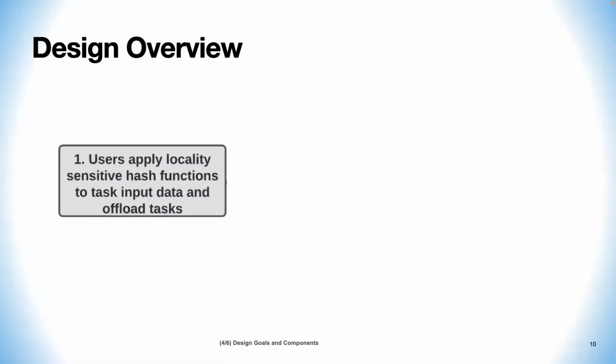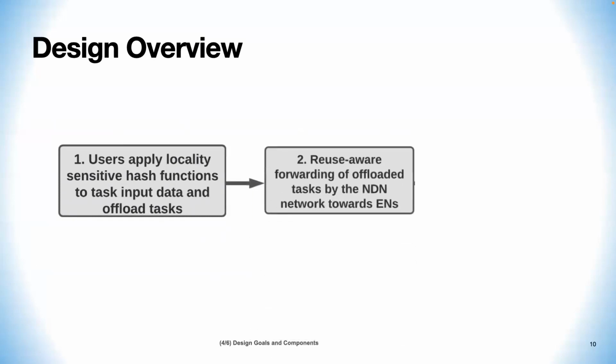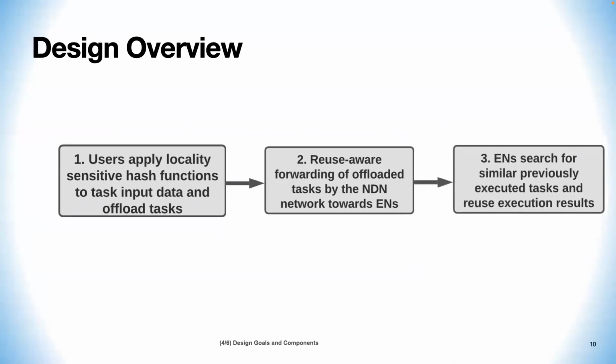Reservoir works in three steps. In the first step, the user performs locality sensitive hash on the input data and then uploads the task. After that, the NDN network forwards this task toward the edge node based on the hash values. In the final step, first, the edge node searches for similar previously executed tasks, and if there is a match, then the result is reused. Otherwise, the edge node executes the task from scratch.